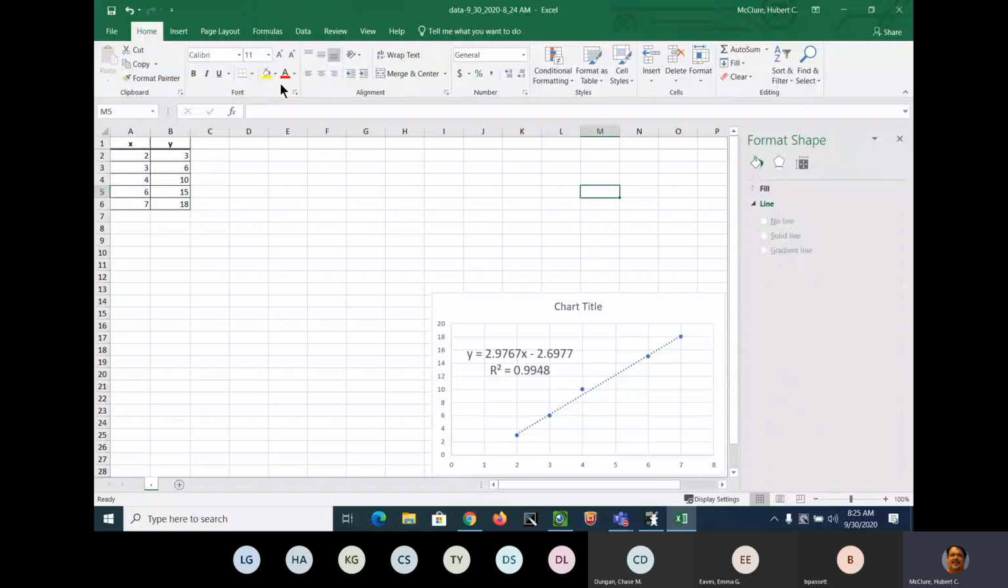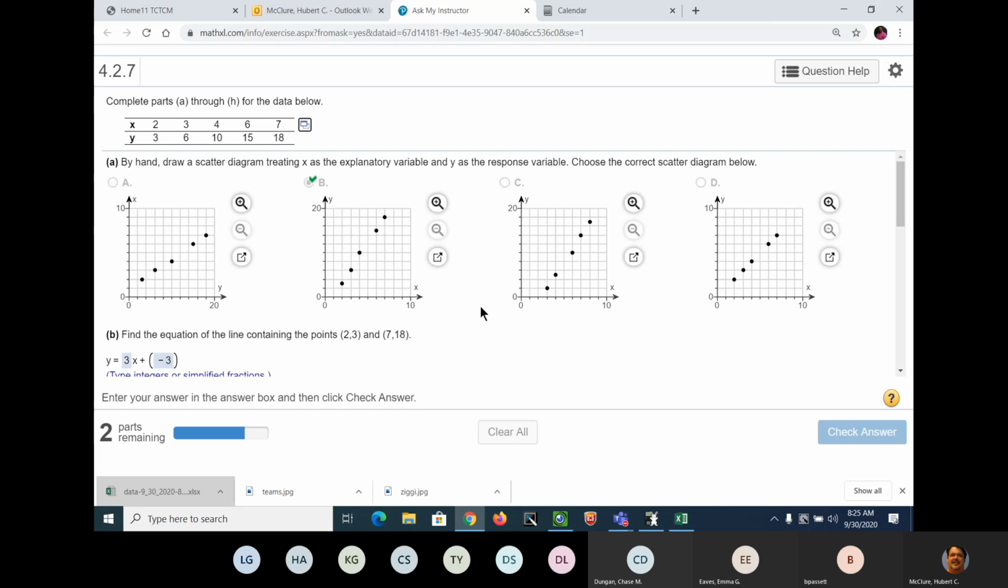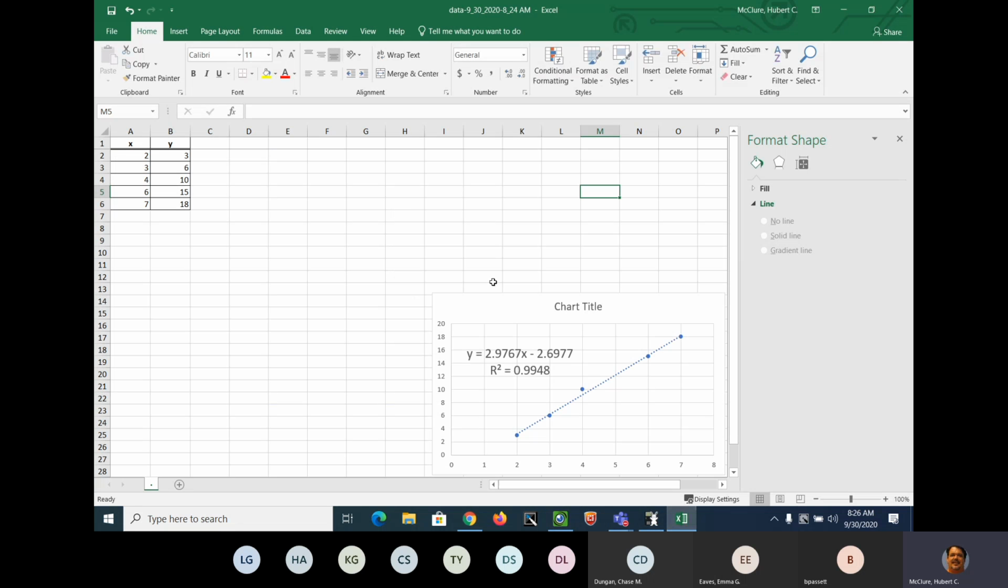All right, let's go back to the question. And of course, we drew these, so B is your answer. Now, it says between (2, 3) and (7, 18). So I'm going to go back to the (2, 3) and (7, 18). I can't answer that right now. I forgot it.